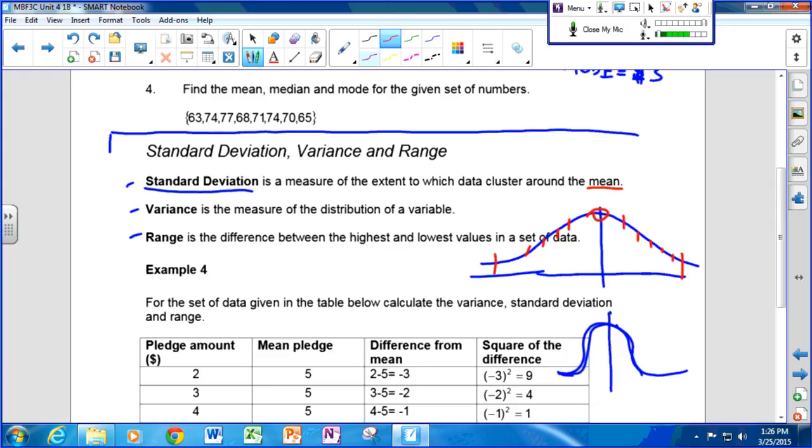But if the standard deviation is small, if the data is distributed fairly close to the mean, then it tells us that the quality of our measurements, the quality of our data, is probably pretty good, and that the mean is a good representation of the data. Okay, so those are some things that we'll look at.